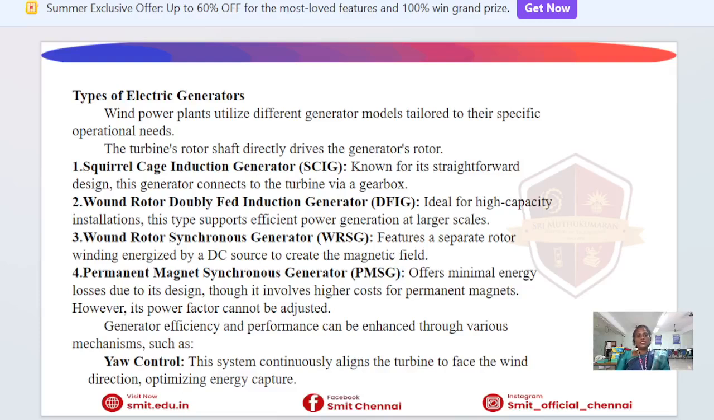To improve generator performance, yaw control is used. Yaw control continuously aligns the turbine toward the wind direction, maximizing energy capture and increasing power output. The slide introduces the different generator technologies used in wind turbines. The concept of yaw control shows how turbine orientation affects energy extraction.